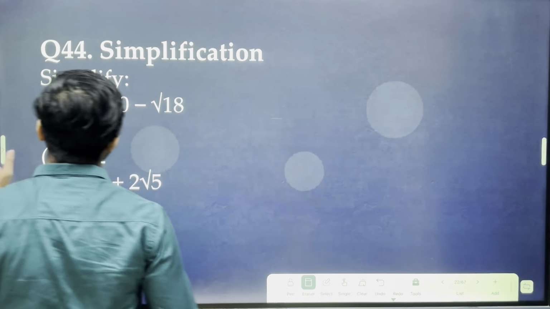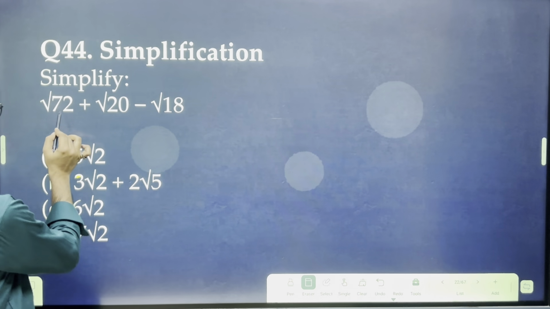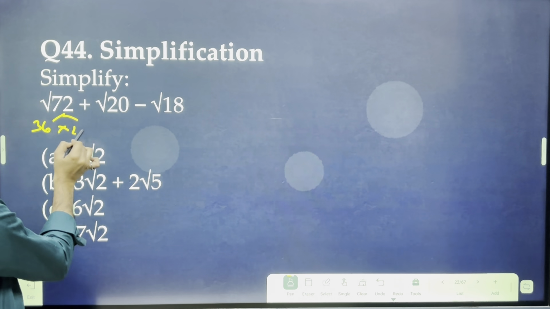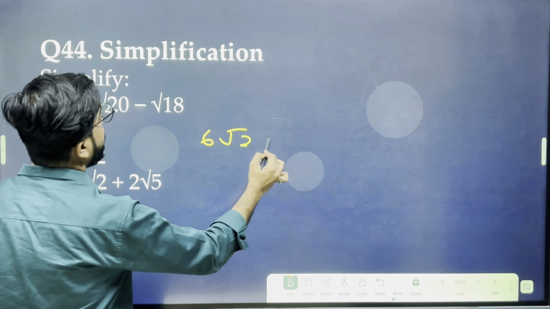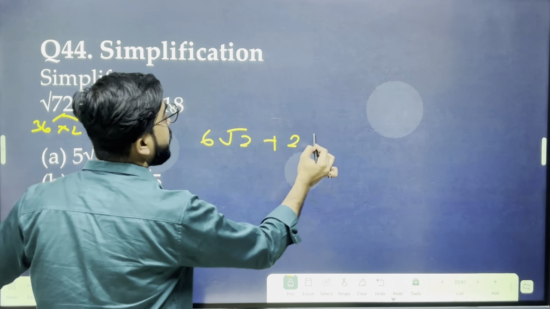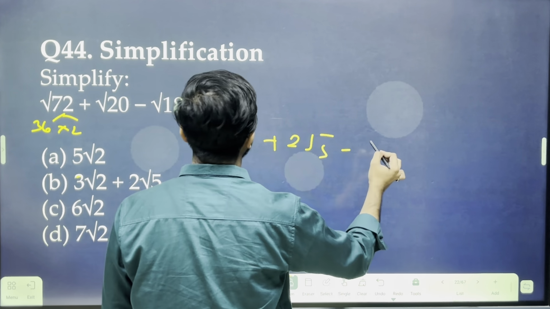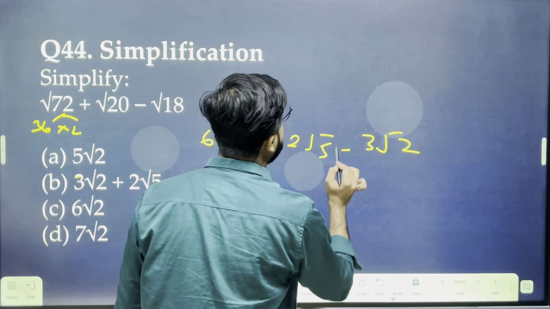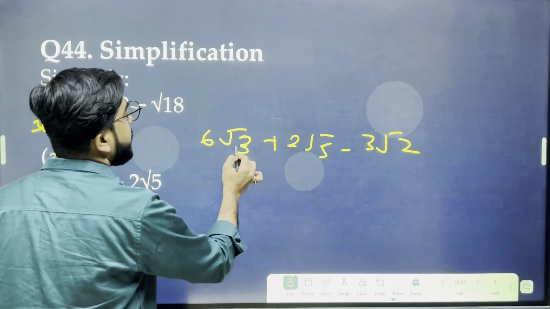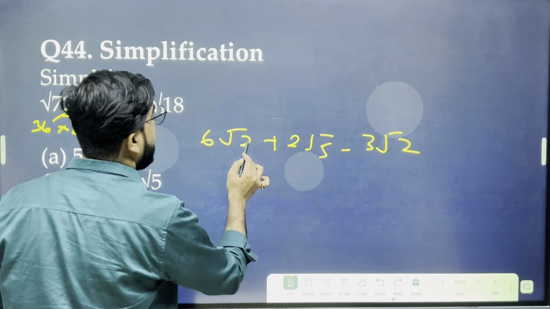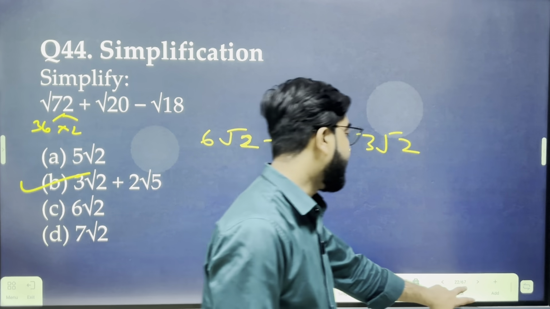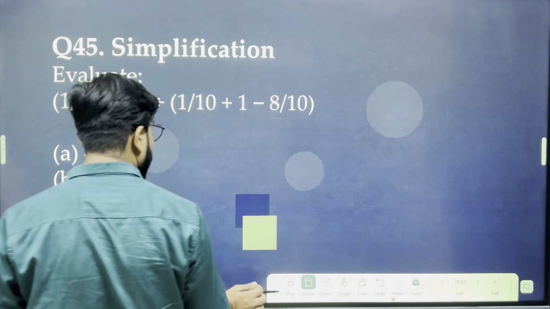This root 72, that means 36 into 2. So 36 means 6 root 2 plus 5 into 4 means 2 root 5 minus 18, that is 9 into 2, that is 3 root 2. Simple. Now 6 minus 3, 3 root 2 plus 2 root 5.